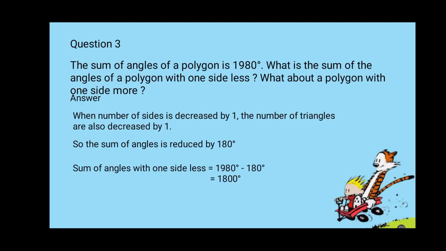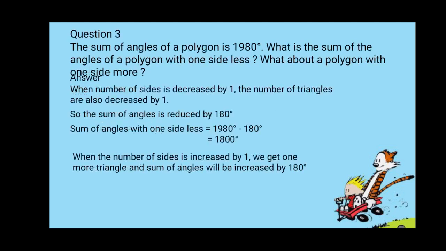Consider the next question. What about a polygon with one side more? When the number of sides is increased by 1, we get one more triangle and the sum of angles will be increased by 180 degree. So, the sum of angles is equal to 1980 degree plus 180 degree, that is equal to 2160 degree.